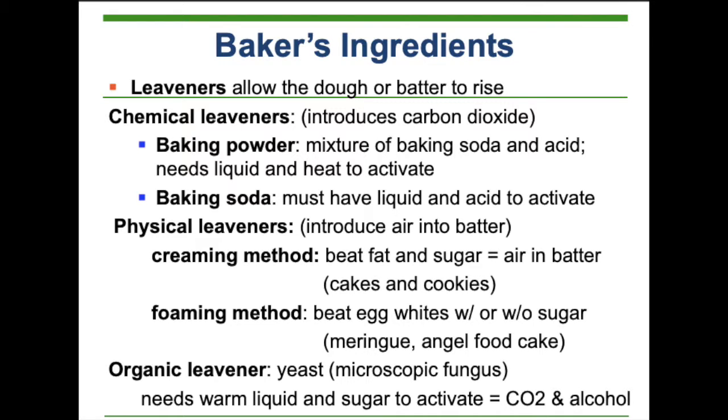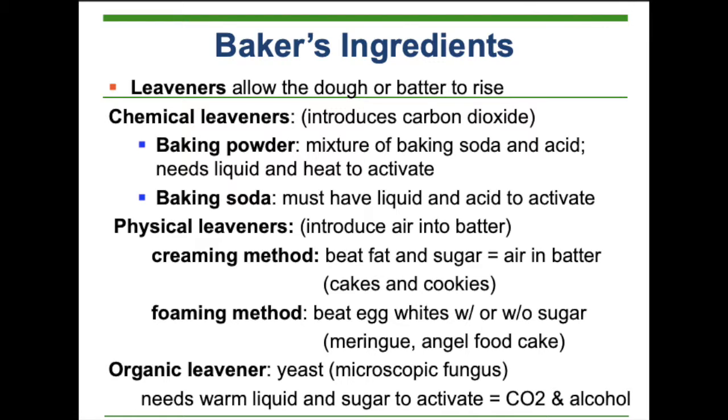Some other acids that might be present are like lemon juice. If your recipe has lemon juice in it, you only need baking soda, not baking powder. Physical leaveners put air into your batter. Like whipping up egg whites, it's a physical leavener, creates air. The creaming method, you beat the fat and the sugar, and that helps incorporate air. So cakes and cookies are utilizing the physical leavener of air, and maybe some other chemical ones too.